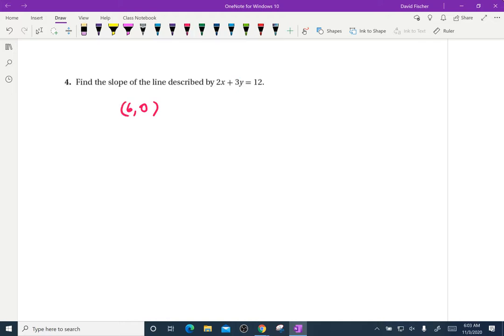So now I'm going to put a 0 in for my x, and I see 3y equals 12, and 12 divided by 3 is 4. So here's my coordinate.